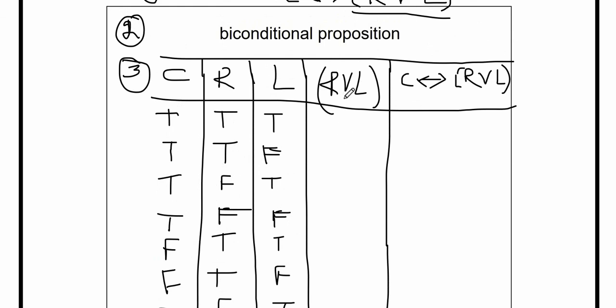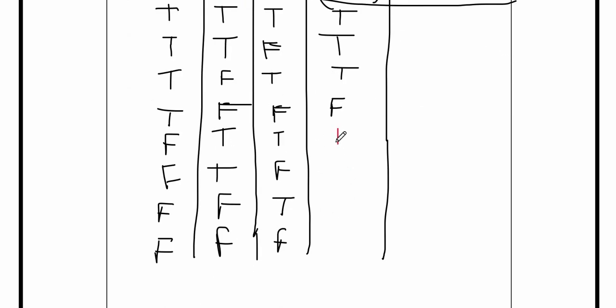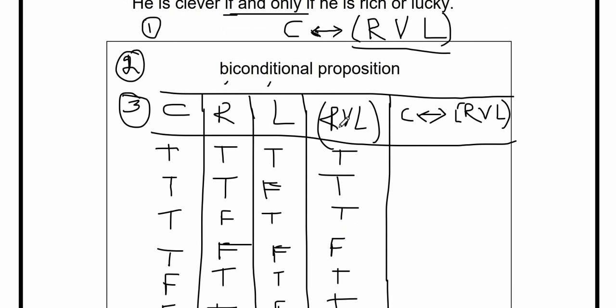Now we have to do R or L, that is R disjunction L. R is rich, L is lucky. So we have to use these two. And we know for the disjunction, if any one of them is true, the conclusion is true. So rich is true, so we just write true directly. Lucky is true, we write true. Both are false, so it will be false. So it will be T, T, T and F. So we are done with the fourth column also.